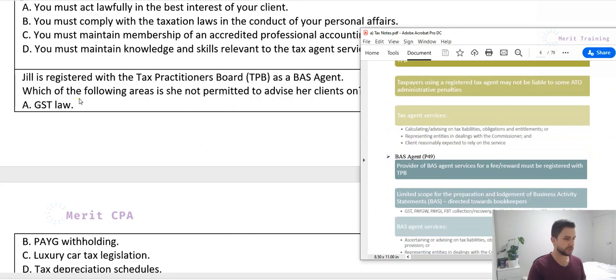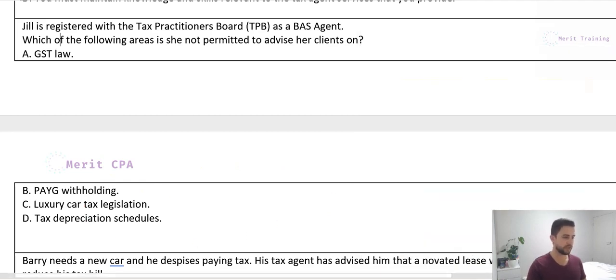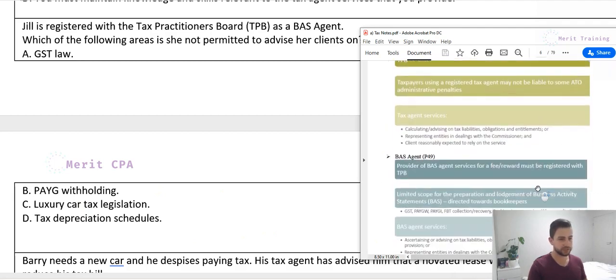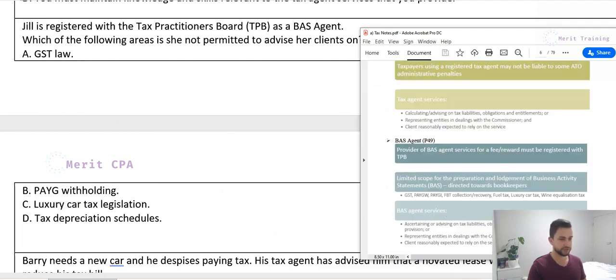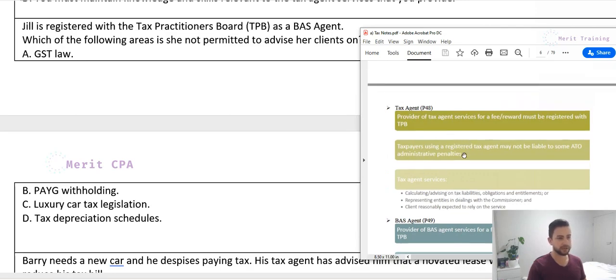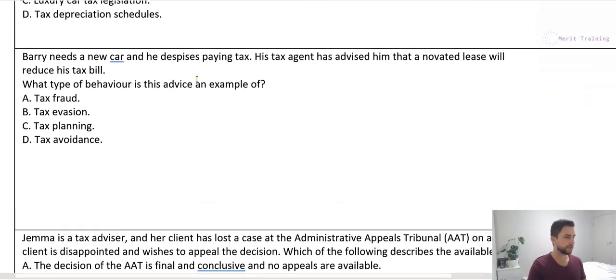So GST is fairly straightforward, right? GST is under BAS. So is PAYG withholding, that's clearly there. And then luxury car tax is also included in there. So clearly by deduction, D is the incorrect answer, but let's just think logically and just double check in case D is also wrong, we've missed something. So tax depreciation is not on this list, and also logically we know that tax depreciation comes in as part of income tax. That would be a tax agent, not a BAS agent. Okay, so the answer for this one is D.